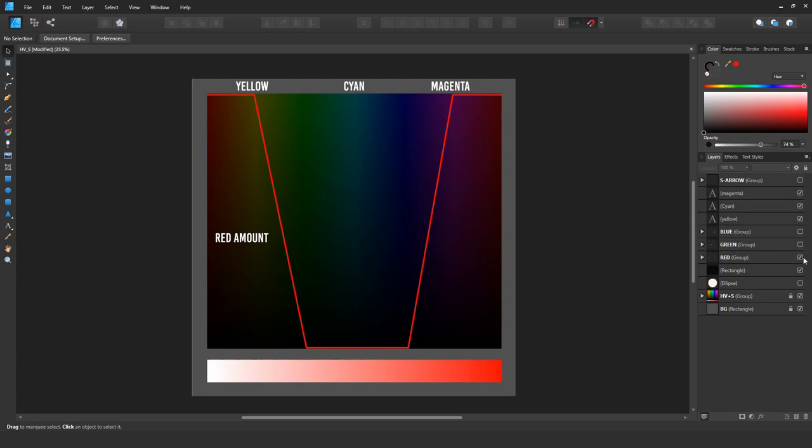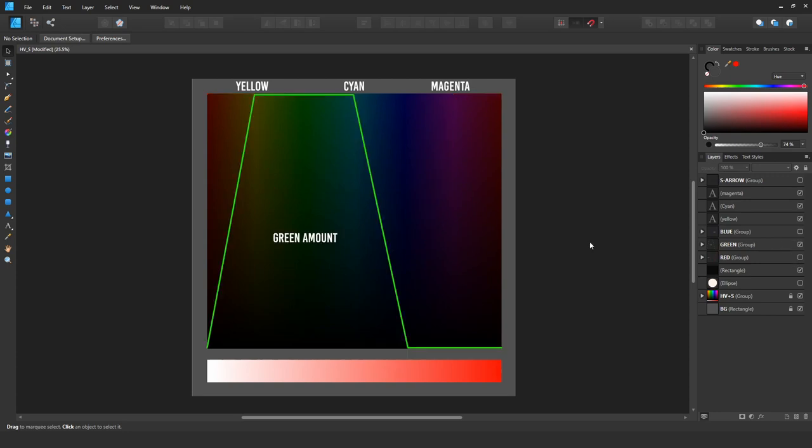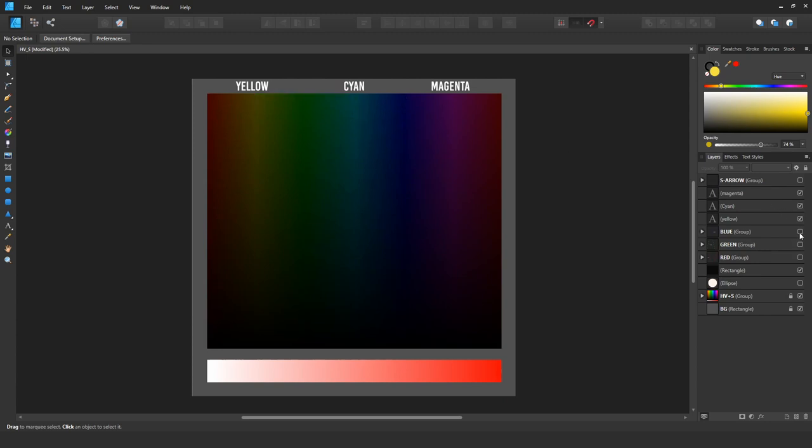And for the color green, it's zero at green, increases to full at yellow, so it's full here for this color. Then it stays full until you see cyan, then it goes down to zero when it reaches blue here. And then there is one more, it's blue.